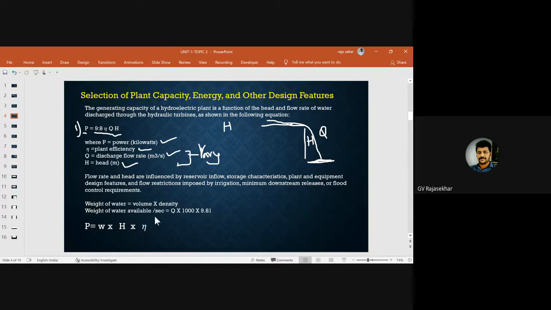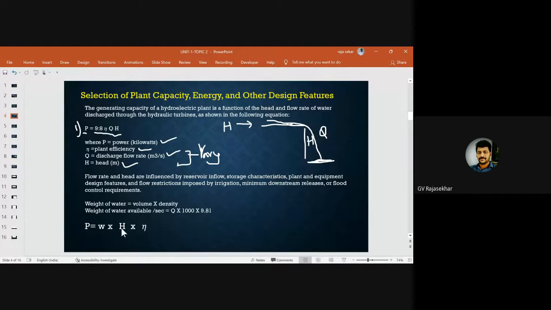Water availability per second. See here, we are releasing the water from height to the power plant, and for every second there will be a decrease in the water. We can't assume that the amount of water that we are sending to the power plant will be filled by the inflow. There won't be any inflow sometimes, so water availability decreases. Or there is a chance that water availability increases also, but we have to use this formula to calculate the availability of the water at that instant or at that second, which is equal to Q into 1000 into 9.81.